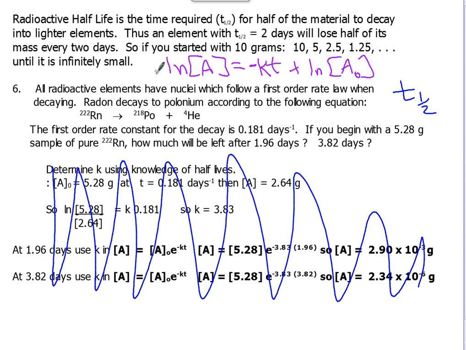This is the mistake I made, so ignore all the stuff I just scratched through. The first order rate constant, that is K. That's the gigantic mistake I made. I somehow made that T, and that's not going to work. So this is K. We have begun with 5.28 grams. What is that in the equation?